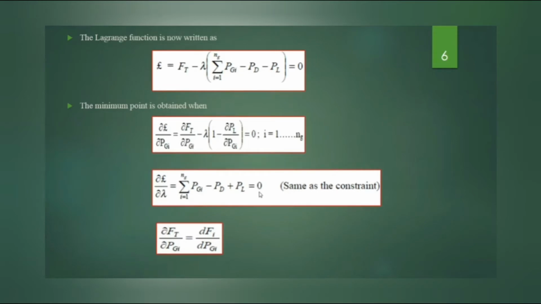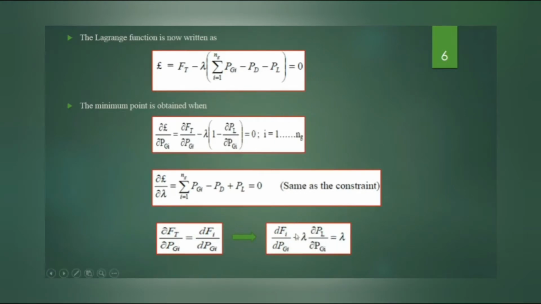As per the economic operation, the incremental fuel cost of all the generators will be the same. So del F_T upon del PGi equals del Fi upon del PGi. We get this coordination equation if we consider the transmission losses, which is dFi upon dPGi plus lambda dPL upon dPGi equal to lambda.